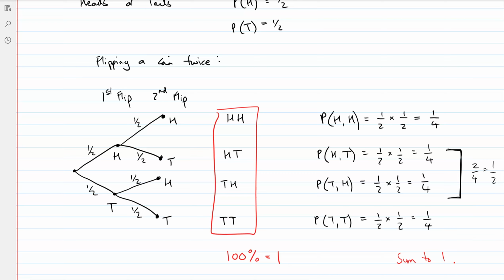It can't just be head-head. You could have head-tail, or you could have tail-head. These amount to the same final outcome. It's just the order which is different. There's only one way of getting this.